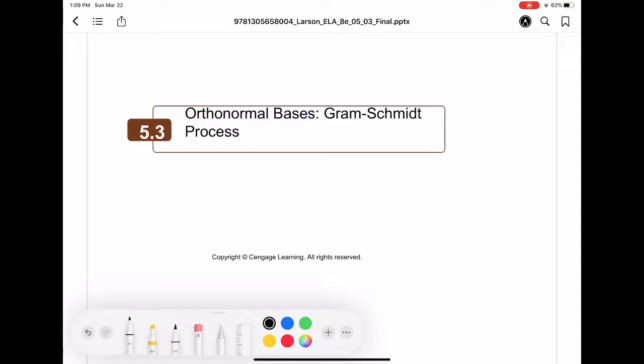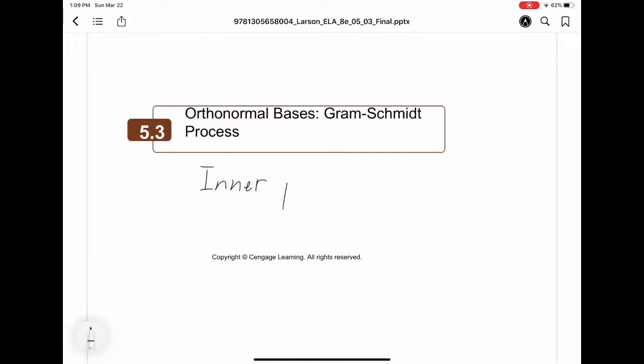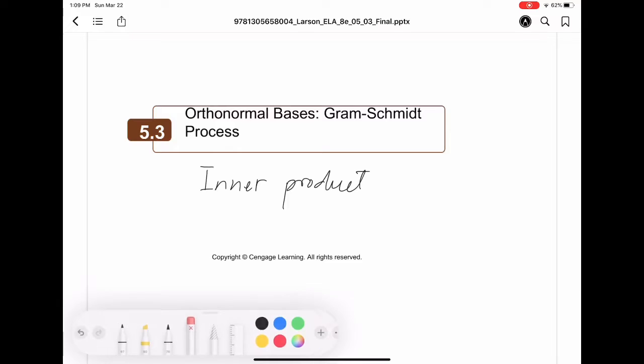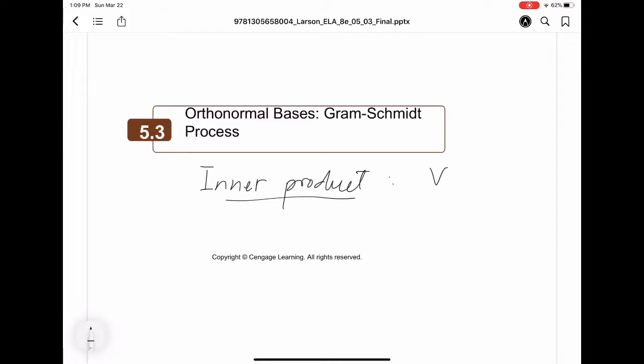In previous lectures we studied the inner product, right? That is some map: if you have a vector space V, you consider a map from V Cartesian product with V into R, and if this map satisfies three properties, then this is an inner product.